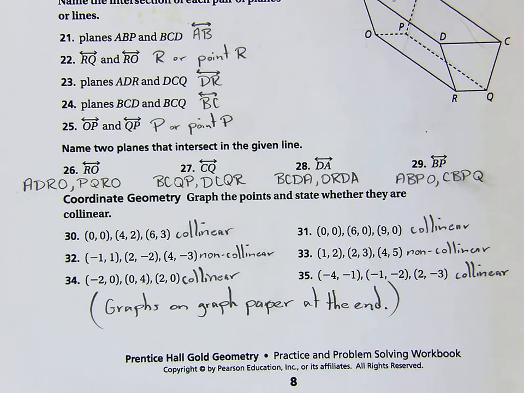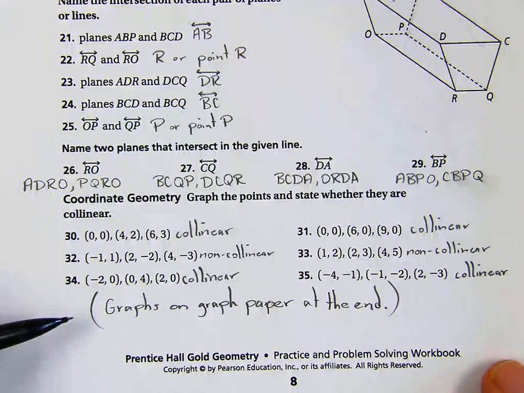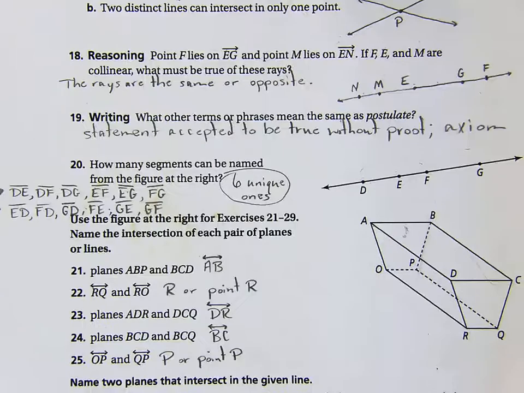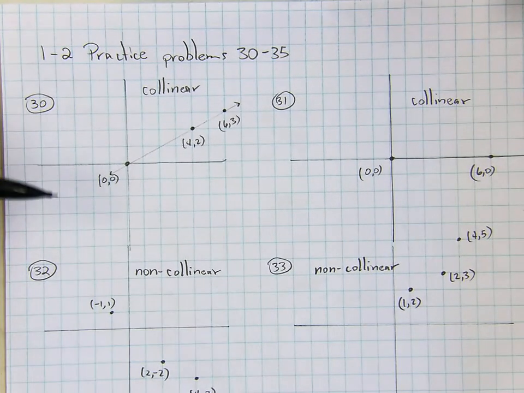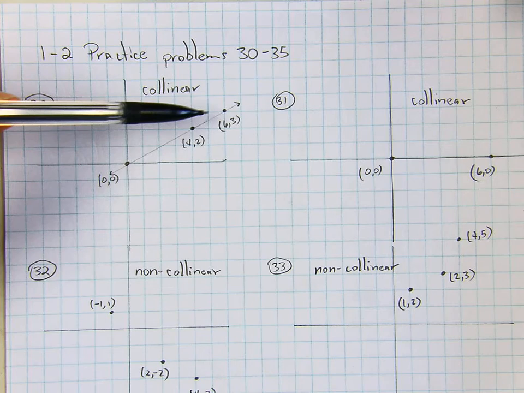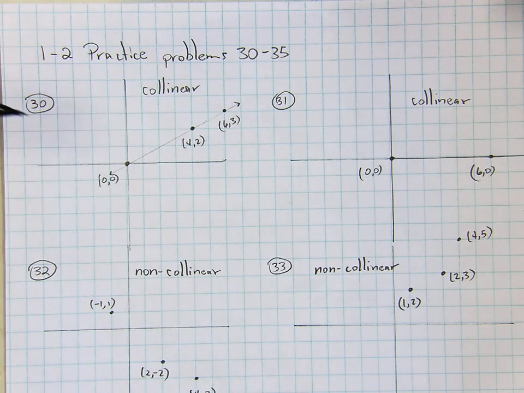You don't know if these are collinear or not until you graph them. Sorry, that was the bell. You wouldn't know until you graph them. So I graphed each one, and I'll show you my graphs real quick for number 30. Number 30, zoom out just a little bit. Number 30 looks like this. These are my 3 points. Yes, they were collinear. I can draw a line connecting those three.